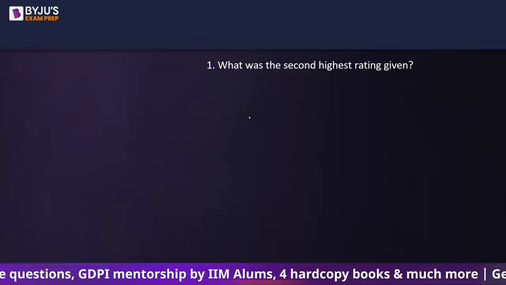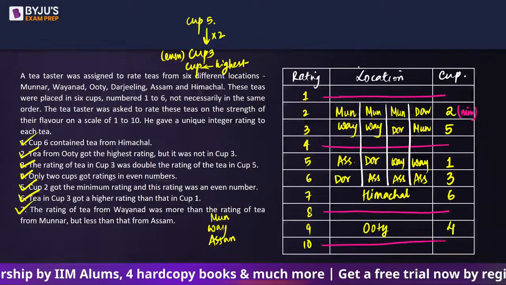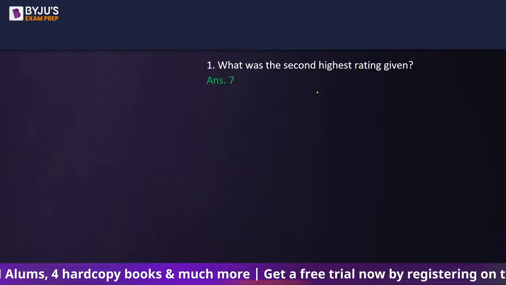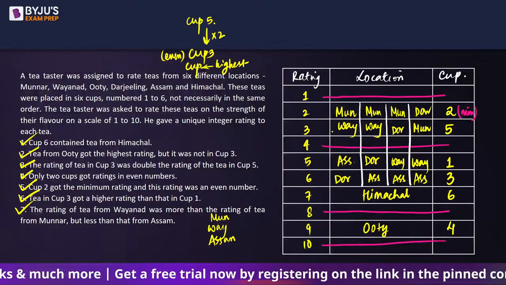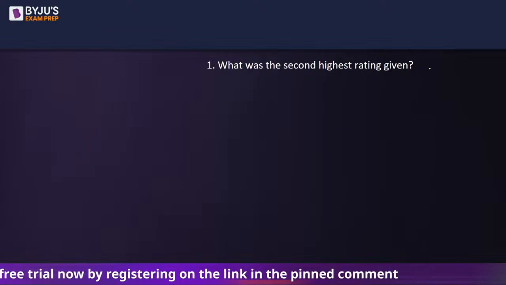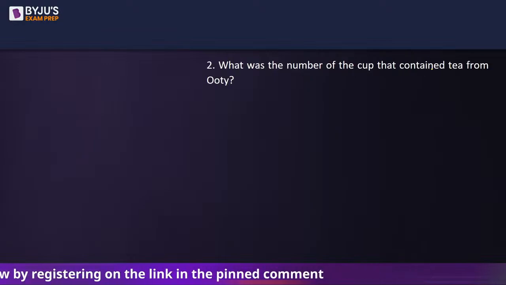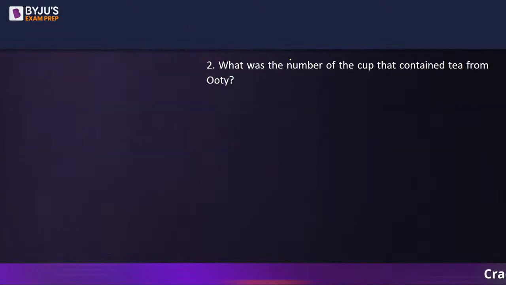Chalo, first question. What was the second highest rating given? The second highest rating given is 3. Or sorry, second highest, from the bottom. So it's 7, not 3. So second highest rating given is 7. What was the number of the cup that contained tea from Ooty? The number of the cup that contained tea from Ooty, to the right of it, it's cup number 4. So it's going to be cup number 4.